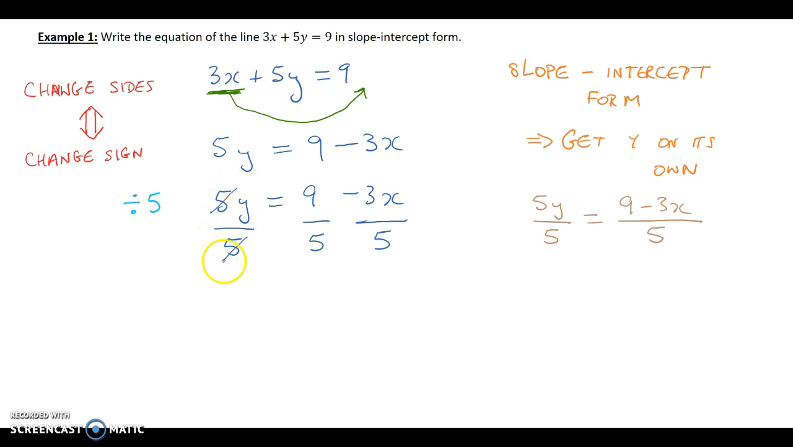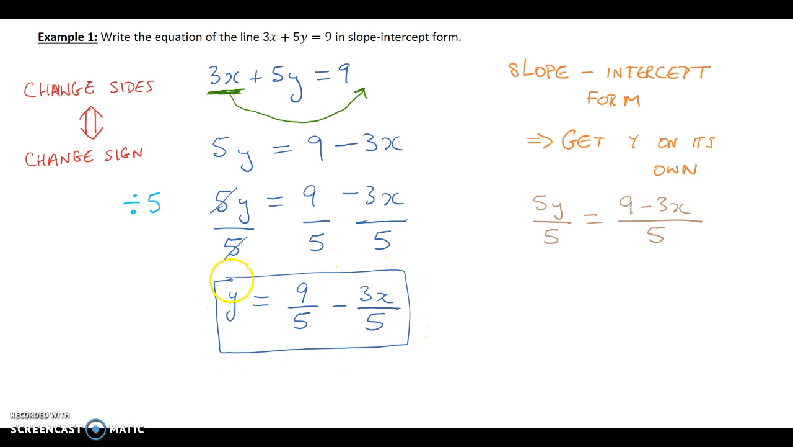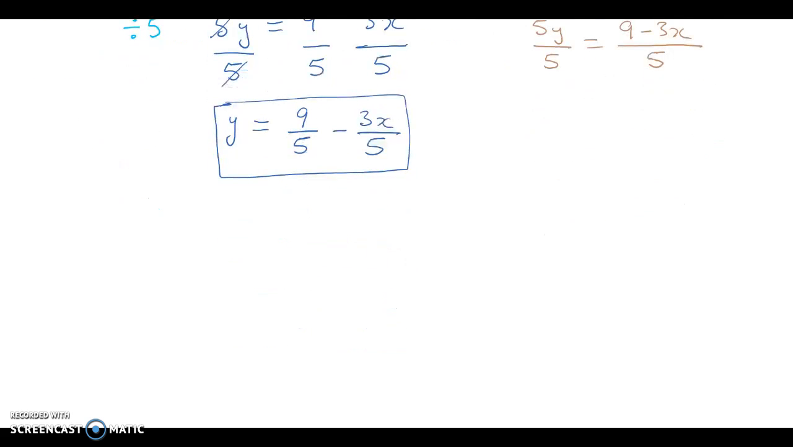The 5's will cancel here, and you're left with y is equal to 9 over 5 minus 3x over 5. And that is now in slope-intercept form because the y is on its own. And hopefully that's okay for everybody. There is one other little thing we can do. It's not a huge thing, but it's something that will help you later on.